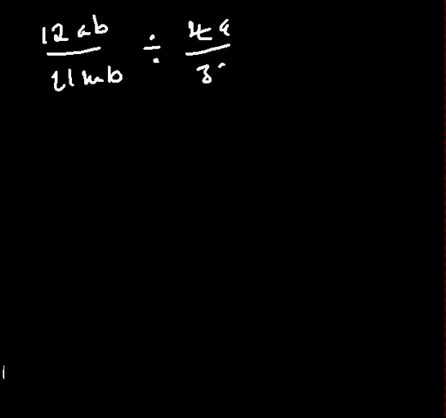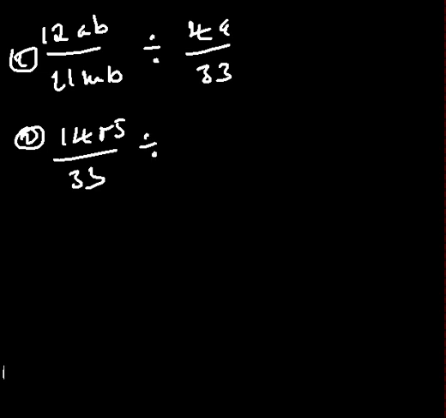And try the following, and appreciate. Let's say we have 12ab over 11mb, divided by 4a over 33. How do you think you can have that? And let's say number 2, we have 14rs over 33, divided by 35rst over 22. How do you think we can have that?